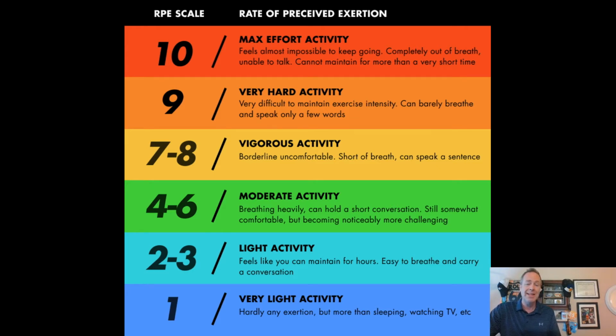It's very light activity. It would be something other than me just sitting here, right? So if I'm walking around my house, or if I'm outside picking up sticks or leaves or something like that, generally that would be a rate of perceived exertion of 1.